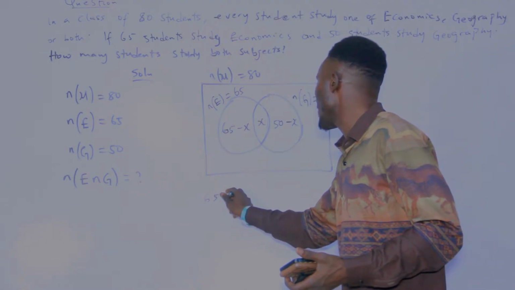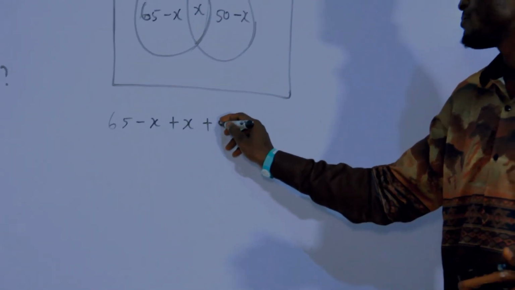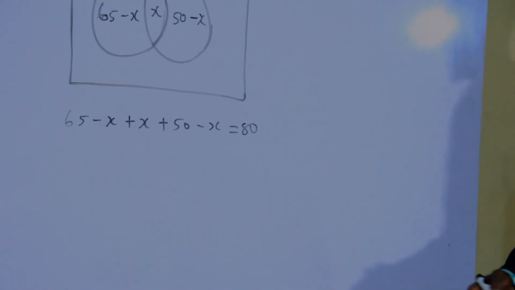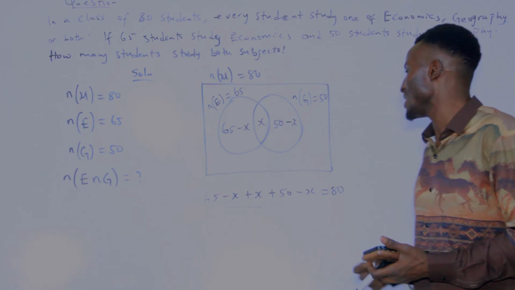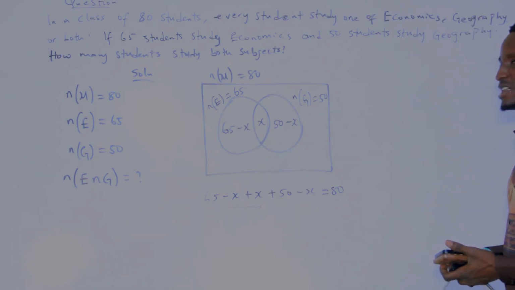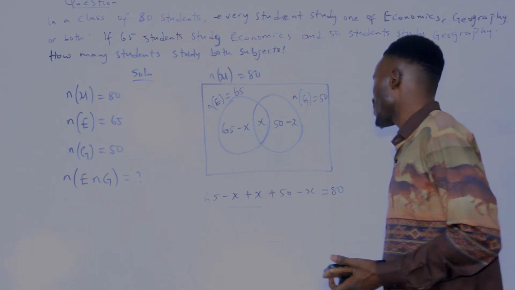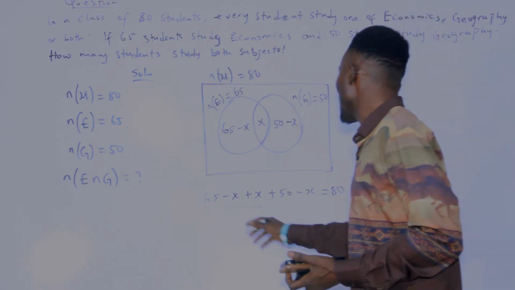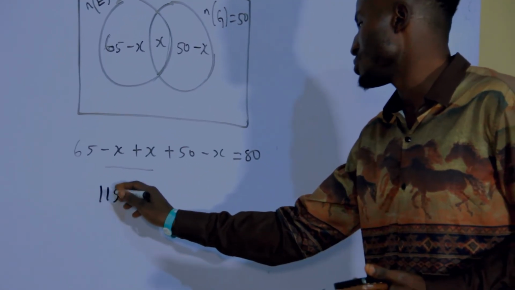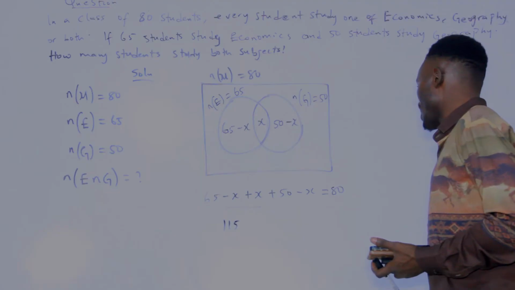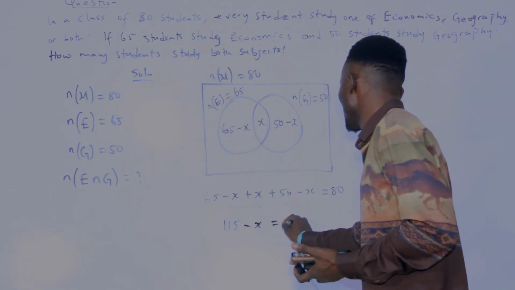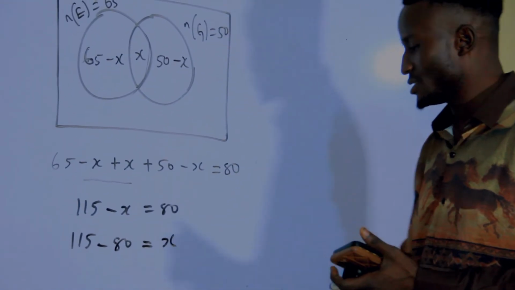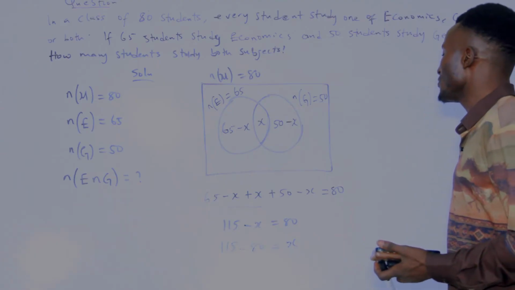The first one, 65 minus x plus 50 minus x, everything equals 80. Now if you check this very well, minus x here, we cancel plus x that is here. Minus x, we cancel plus x that is here. Now you have 65 plus 50 here, that should give us 115. So 115 minus x is equal to 80. If you bring 80 here, 115 minus 80 is equal to x.